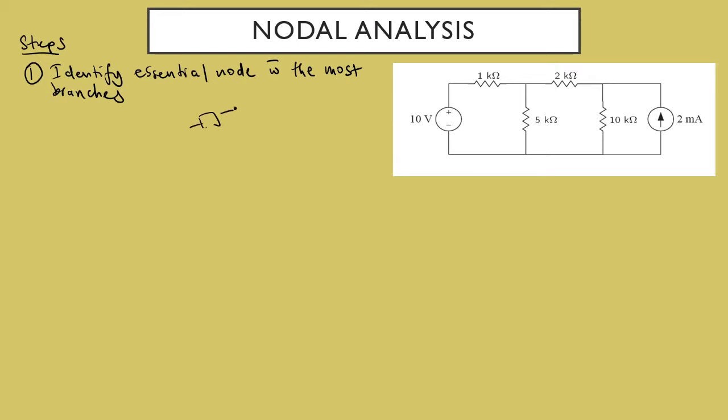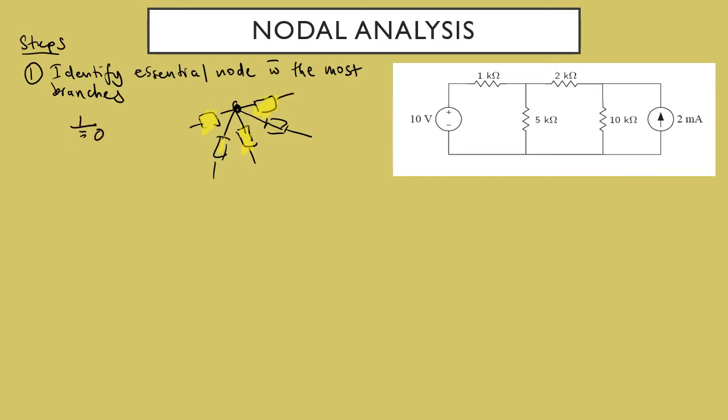Essential nodes is when you have at least 3 or more branches at a single point, like this. And remember, what is a node? A node is when you have 2 or more branches at a single point. But essential nodes is when you have at least three branches or more at a single point. Okay. So when you found this node, you need to put a reference point.